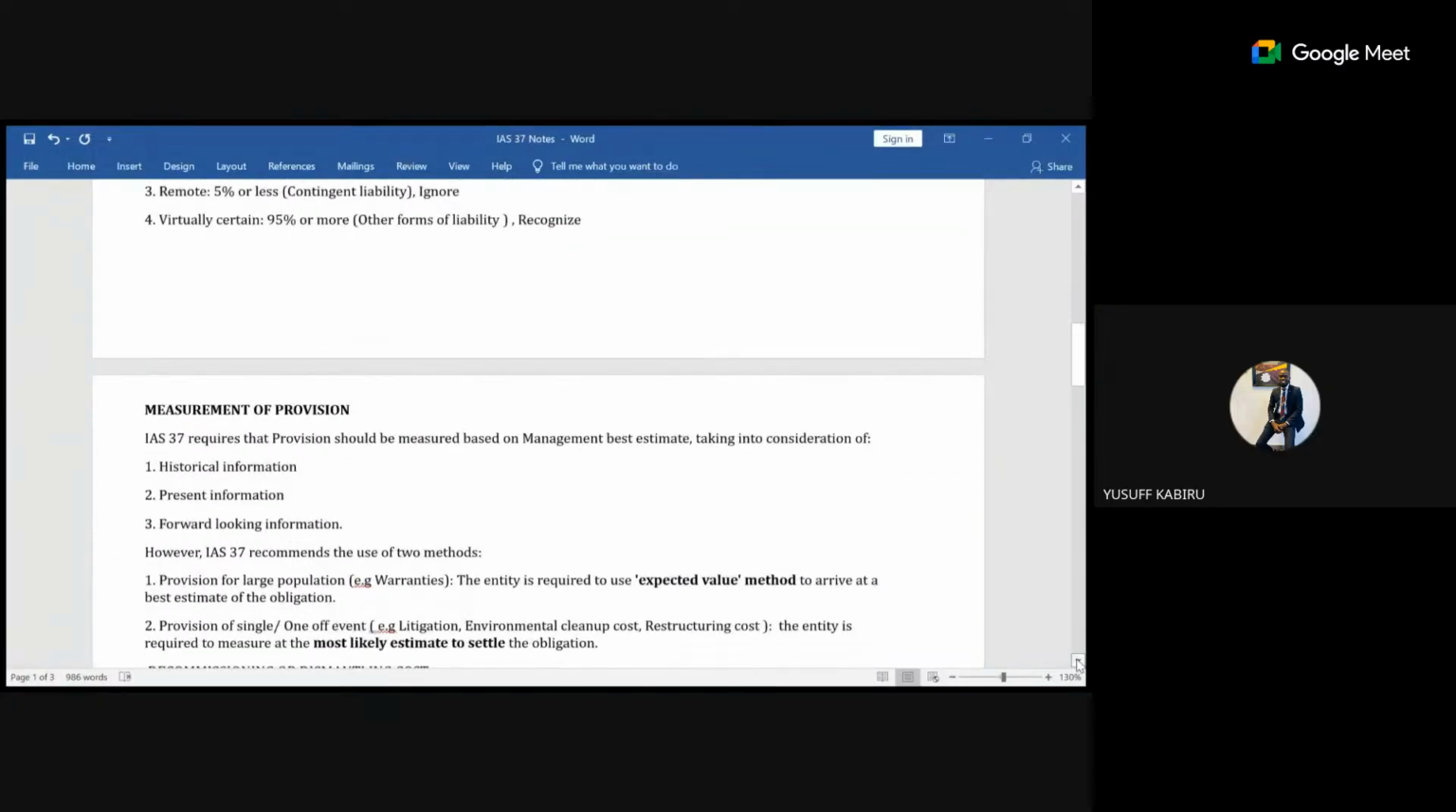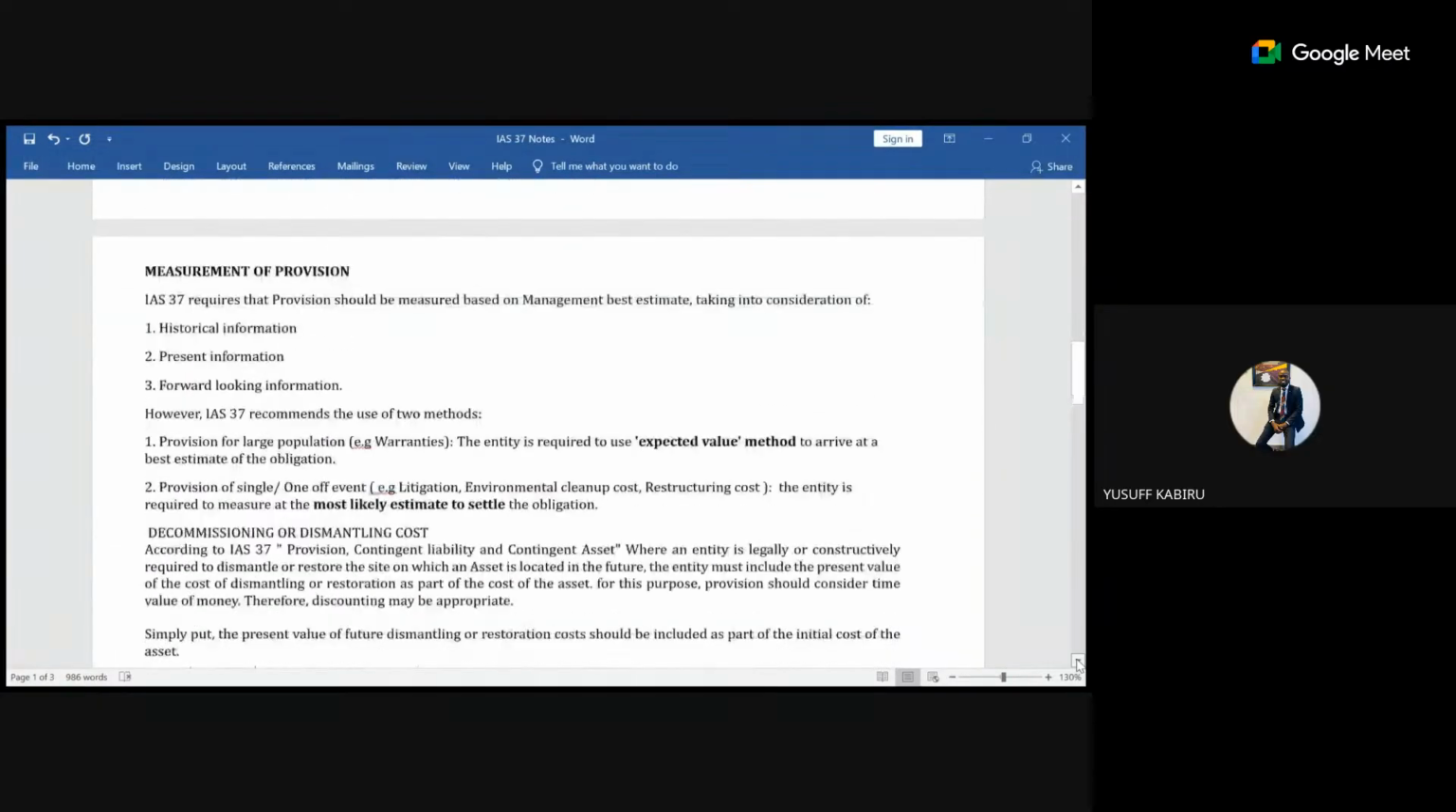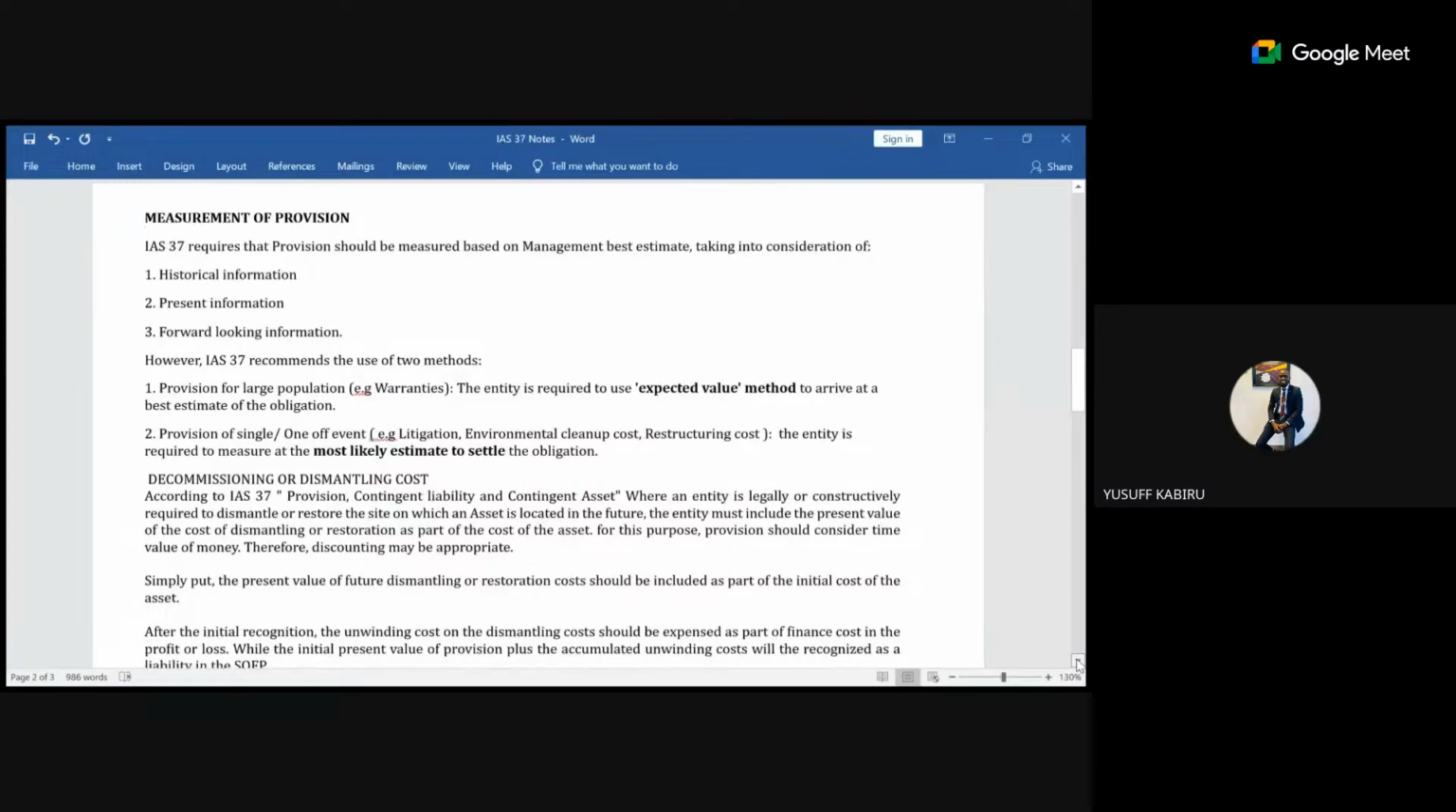Now, measurement of provision. How do we measure provision? So in the financial statement, how can we measure provision? IAS 37 says provision is an uncertain liability. A liability you don't know sometimes. You don't know how much you will pay.